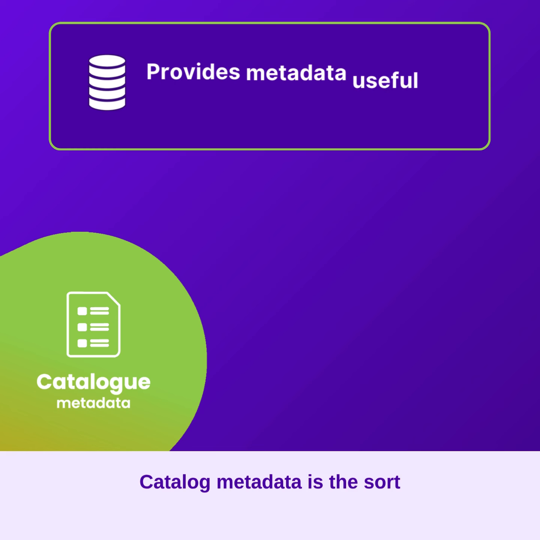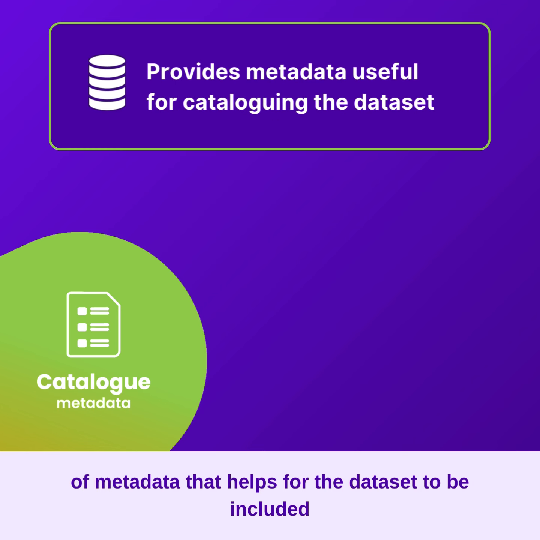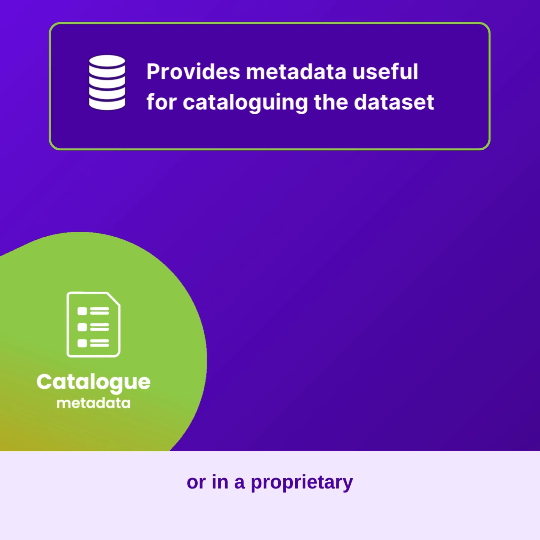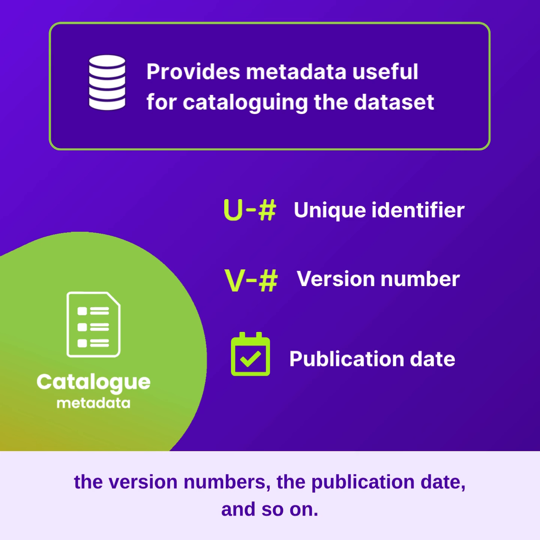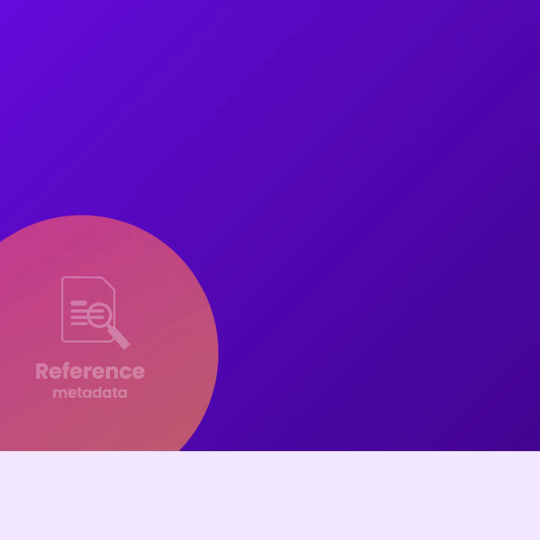We have catalog metadata. Catalog metadata is the sort of metadata that helps the data set to be included in, say, an open data catalog or in a proprietary catalog as well. So it might include unique identifiers, the version numbers, the publication date, and so on.